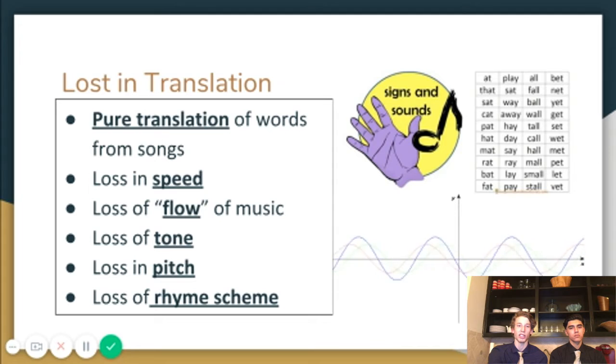Another thing that's lost in translation is the tone of the singer. The singer's attitude towards the song is found in the way they sing the song. So there's a challenge to demonstrate this tone as a translator. Some obvious things that are also lost in translation are the pitch and the rhyme scheme. This is because both of these are solely based on sound, which is very hard to show visually.